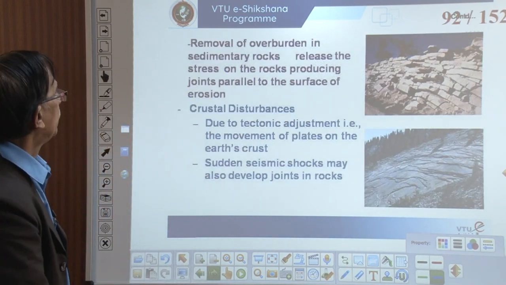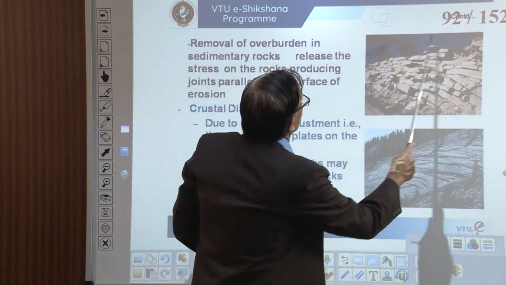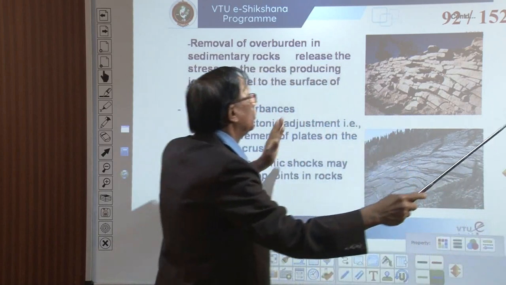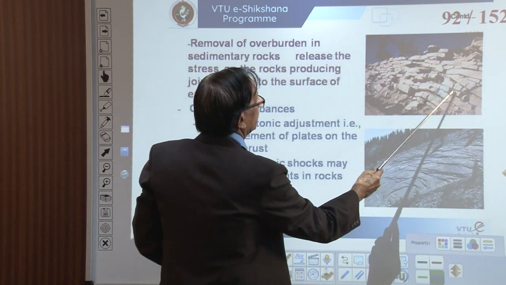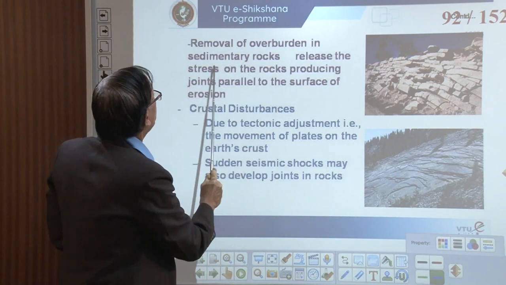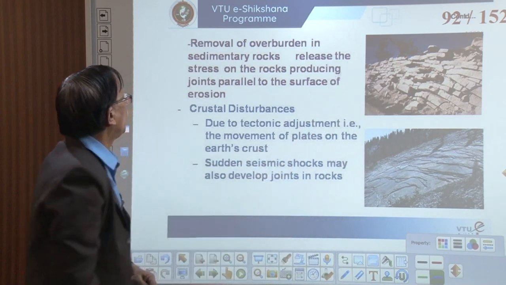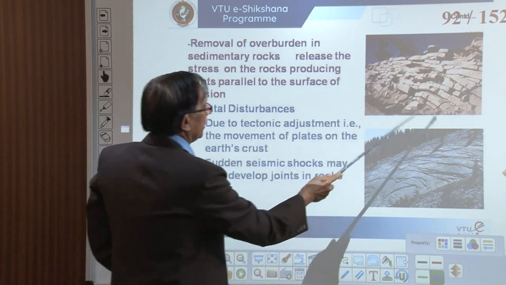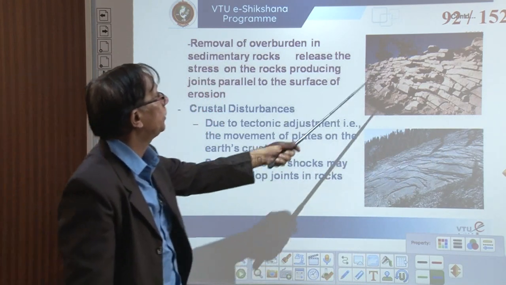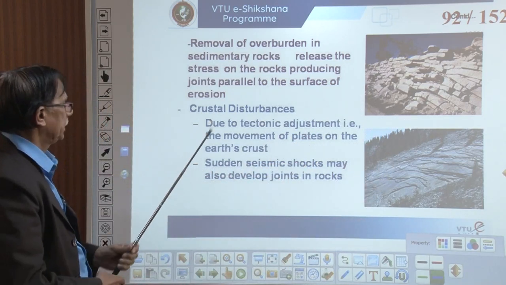Now, we had a rock on which there was a soil cover like that. During weathering, if the soil is removed, then we find this kind of joint. The removal of overburden in sedimentary rocks releases the stress load on them and joints are developed. This is a case of sedimentary rock, release of load. This is one type of pressure joint.